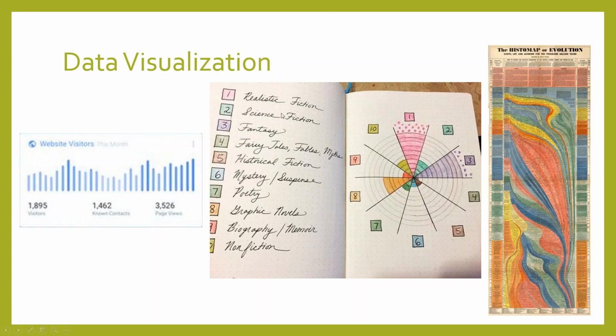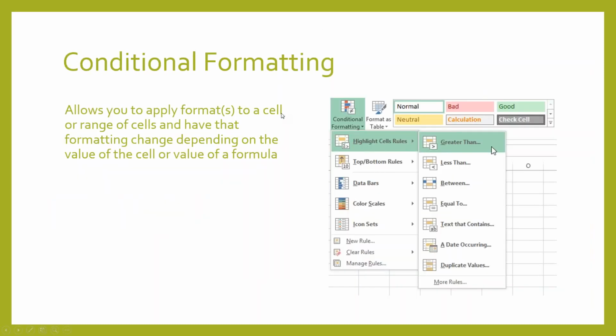One of the things that we have found very helpful at our site is using conditional formatting within Excel to color code information. So conditional formatting is something that allows you to format a cell or a range of cells depending on the value within that cell or the value of a formula to calculate something.